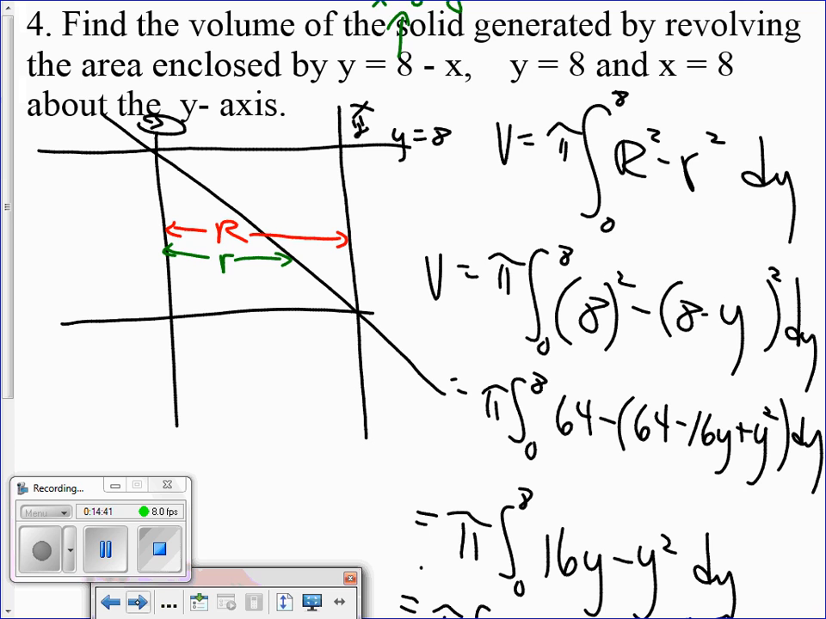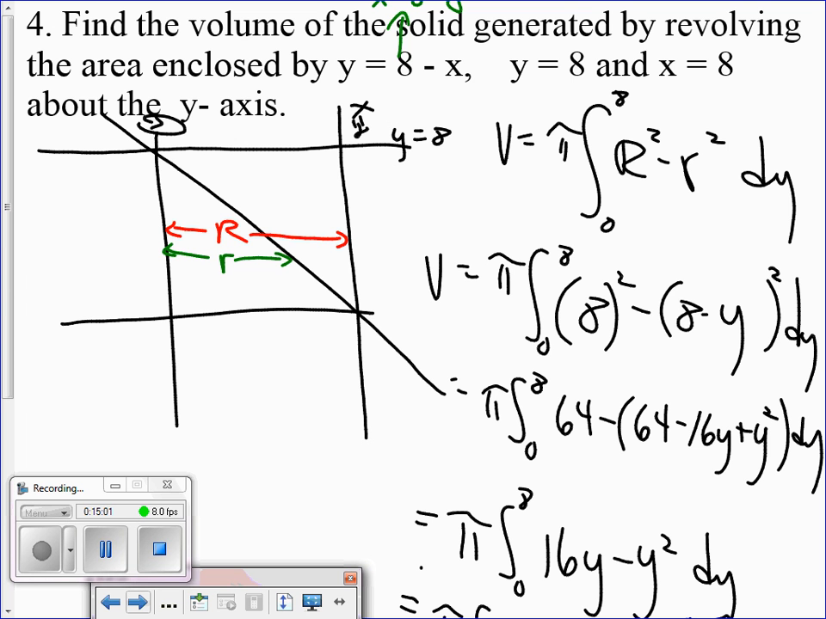All right, that was 4. You had this triangle here, and you were revolving it about the y-axis. So again, the washer method, because you've got a space in here. So big R is just 8. Little r is going to be x on the line. You had to solve for x on the line.